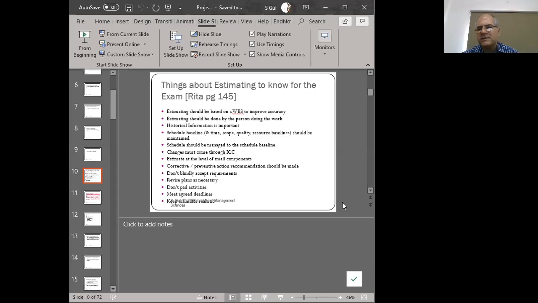Change request means that a request for change comes. It has to be evaluated. The evaluation is going to decide how much of an impact that change is going to have on your time, your scope, your quality, and the cost of the project. And if the effect is minimal, then you can accept that change, but then you have to integrate that change and make sure that you implement that change.